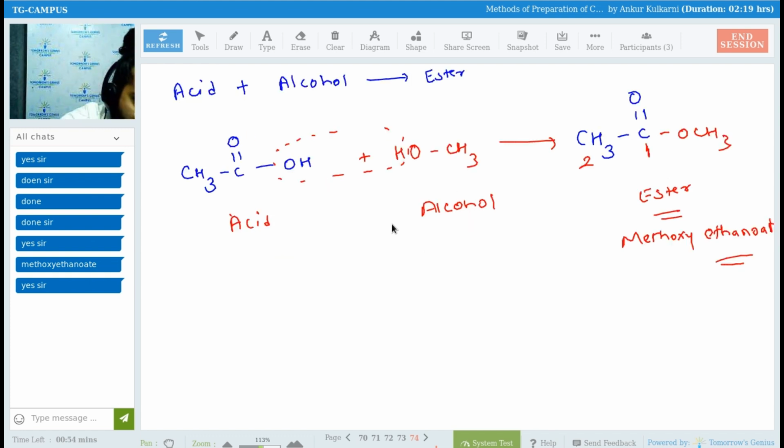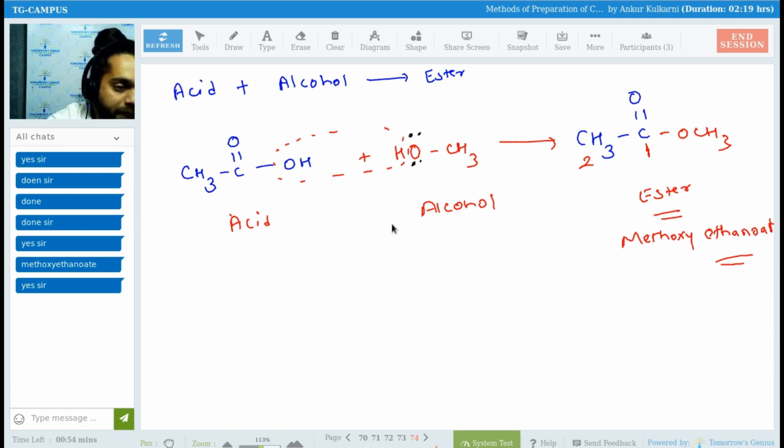Okay. Now look at the mechanism. How does this reaction happen? Now we have written that H2O goes away like this, but does it really happen like this? No, obviously not. See, this oxygen can act as a nucleophile. We have seen alkoxy group can act as a nucleophile. If it acts as a nucleophile, where will it attack? Obviously, it will attack at the carbonyl group.